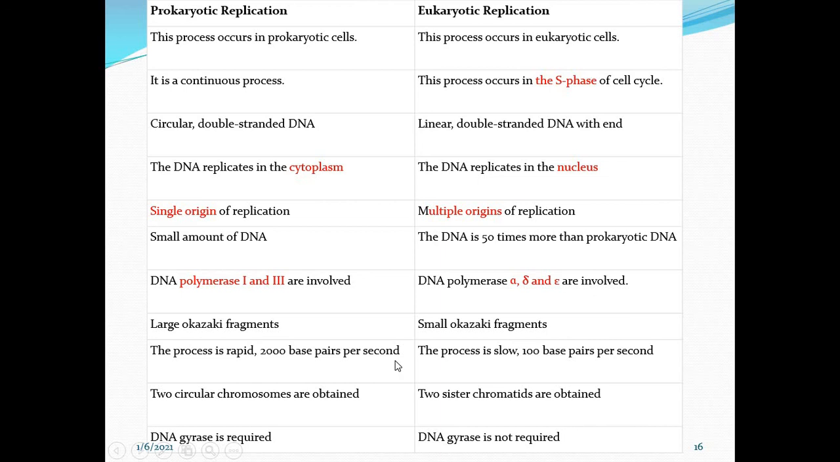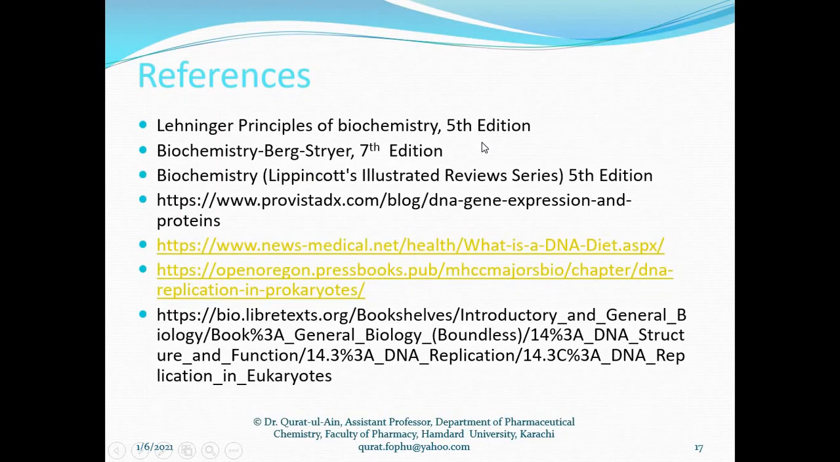And then in prokaryotes the Okazaki fragments are large. However, in eukaryotes the Okazaki fragments are small. So these are the differences between prokaryotic and eukaryotic replication.